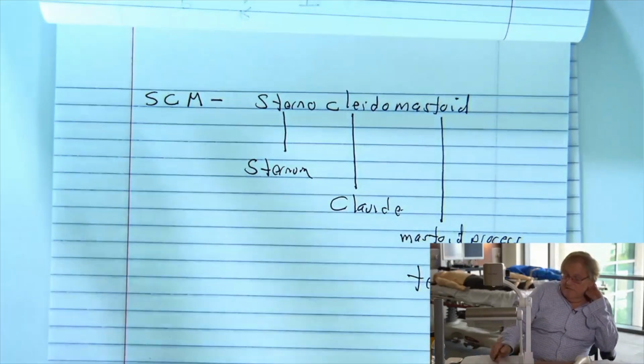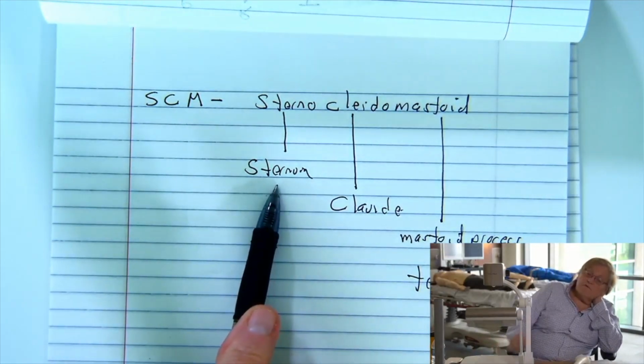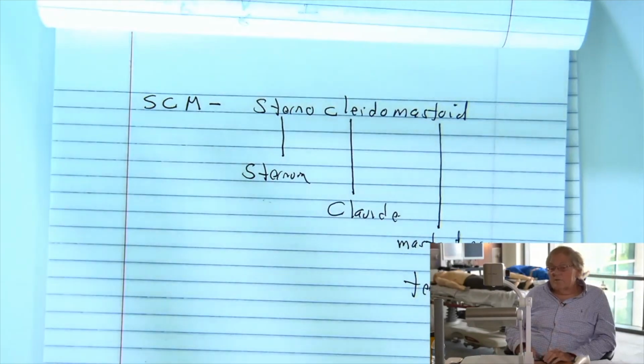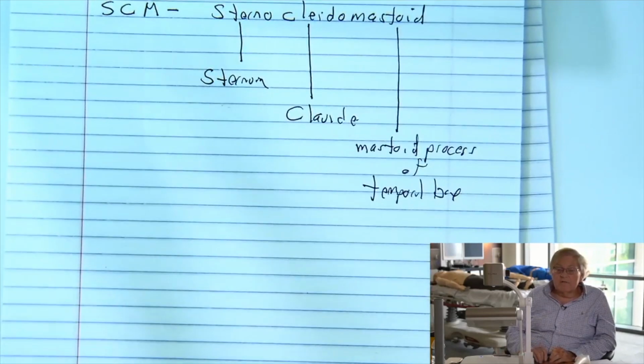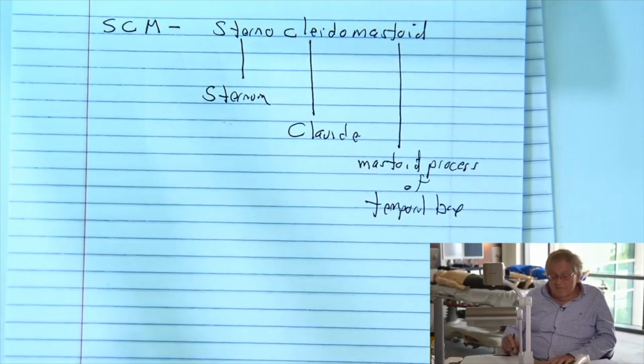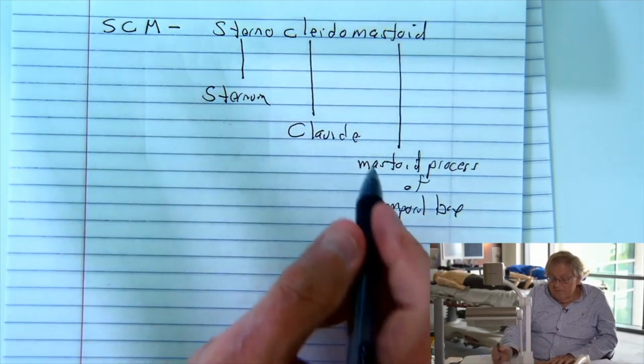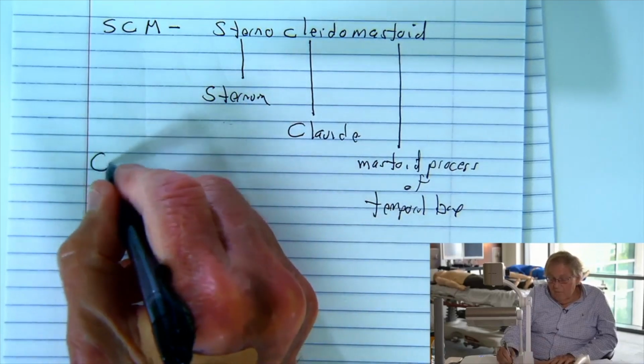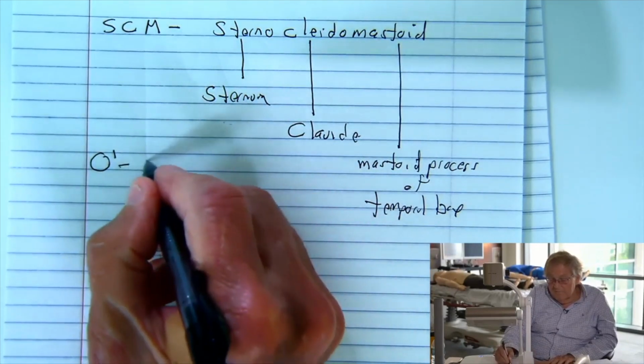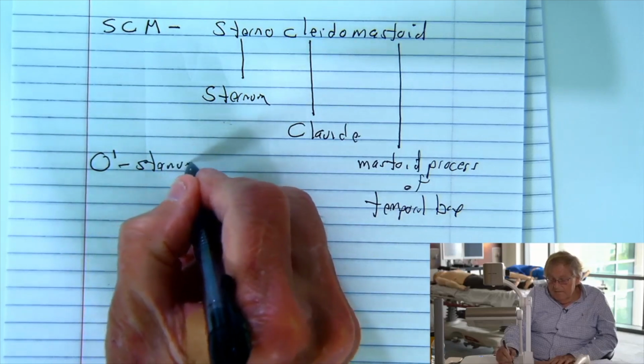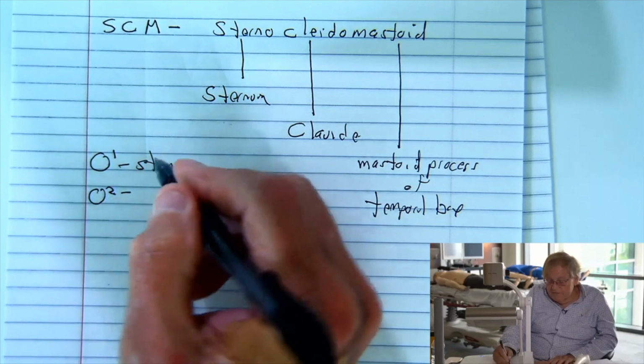So therefore, just think for a minute here. Sternum is going to be my breastbone. So therefore, that's going to be my axial skeleton. Clavicle is my collarbone. So that's going to be my appendicular skeleton. Mastoid process of the temporal bone on the side of my head is axial. And so when we start talking about this muscle here, we have to realize that this muscle, sternocleidomastoid, is going to have an O1. The first origin is the sternum. It's going to have a second origin, O2, which is the clavicle.